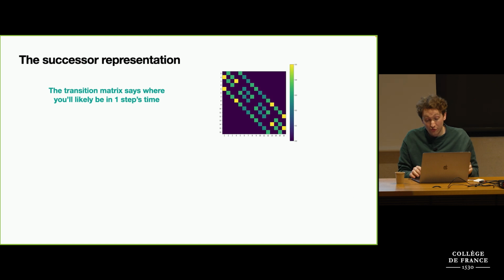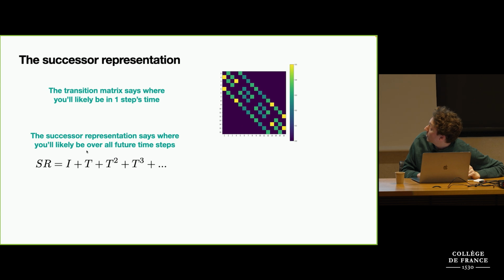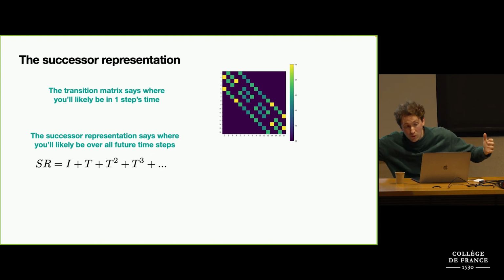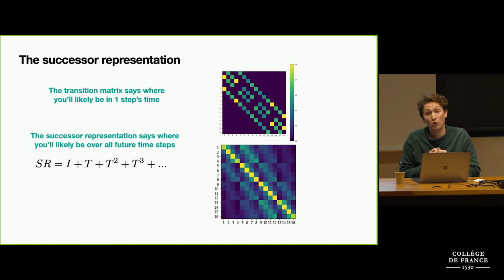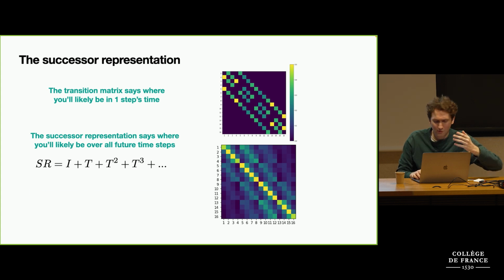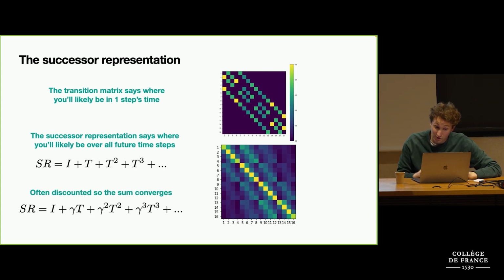But there's another particularly useful matrix, which has ended up being quite useful in neuroscience. Rather than just looking at where we're going to be in 1 time step, if we add up all of these terms, where will I be in 0 time steps, 1 time step, 2 time steps, 3 time steps, and so on, we get a matrix which says, what are all of my likely futures? Over a long or infinite time horizon, where am I likely to be? If we started off in 1, we're pretty likely to end up in 1, but we might go to 2 and 5, and we might end up at 9 and 13, but we sort of have our future ahead of us. And again, for mathematical people, often you discount it just so this sum actually converges.